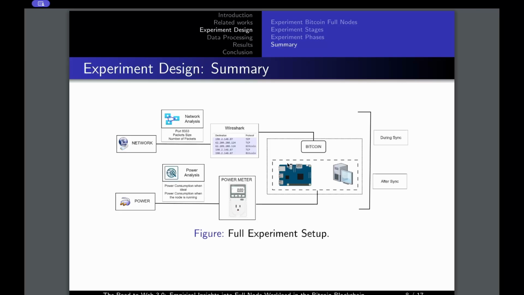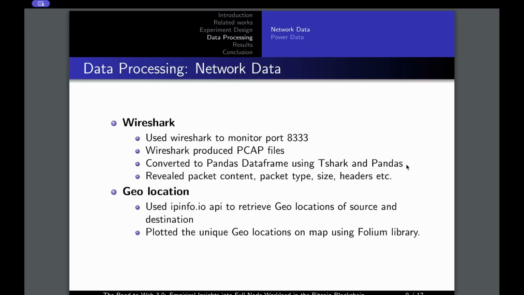This is the experiment design overview. We have our two Bitcoin nodes here, the desktop computer and also the Orange Pi, and we monitor the power with our power meter, and also we monitor the network using Wireshark. And we have two phases: during the sync process and after the sync process. So now let's have a look at the data processing stage.